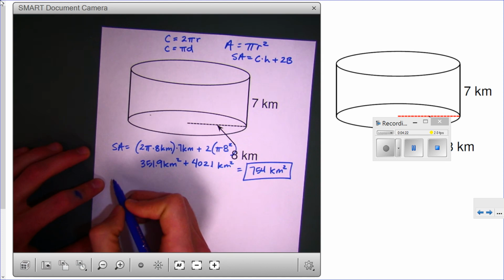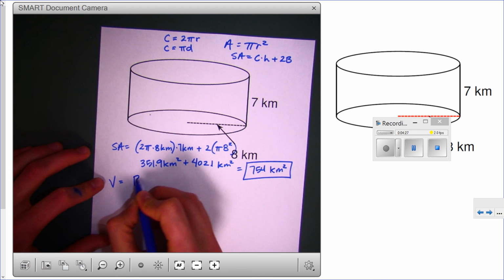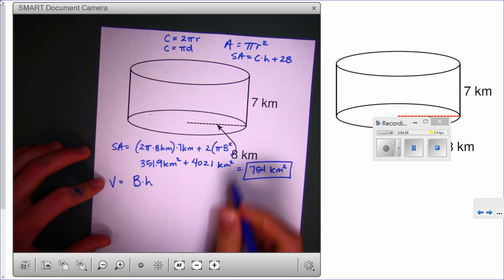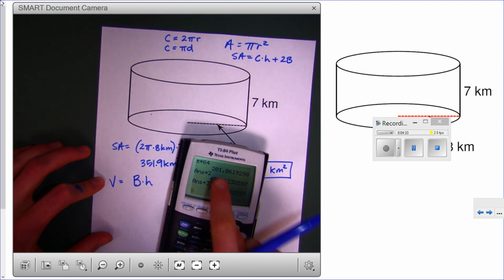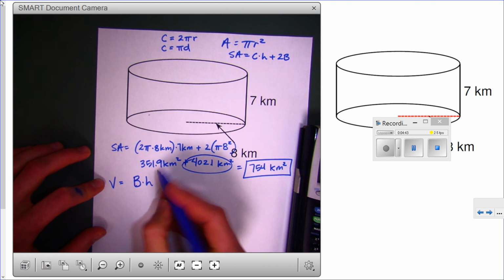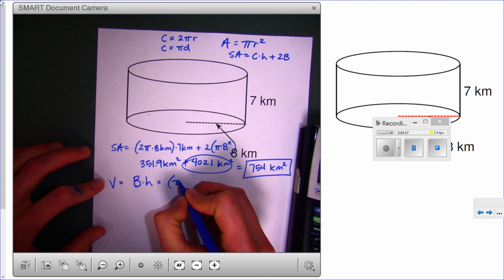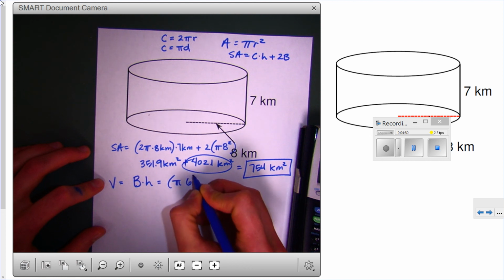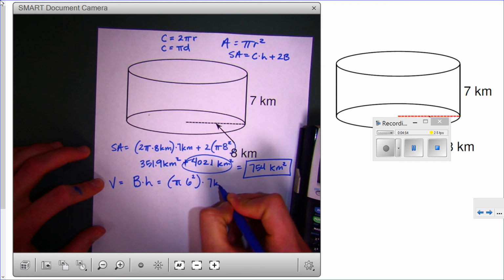Now let's find the volume. Ooh, yikes. Volume equals the area of the base times height. Oh, we already have the area of the base from there. We already did this work, so use it. It's just pi times 64, 201. So I'm going to plug in here the area of the base. We're really doing pi times the radius squared times the height. And my height is 7 kilometers.